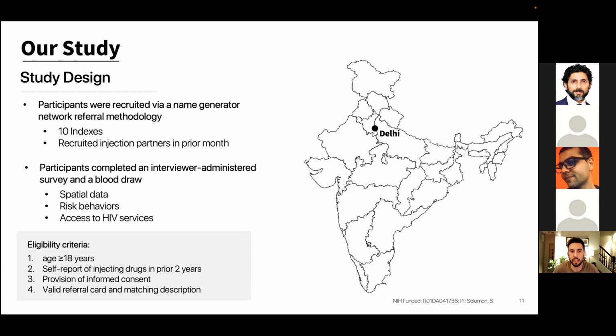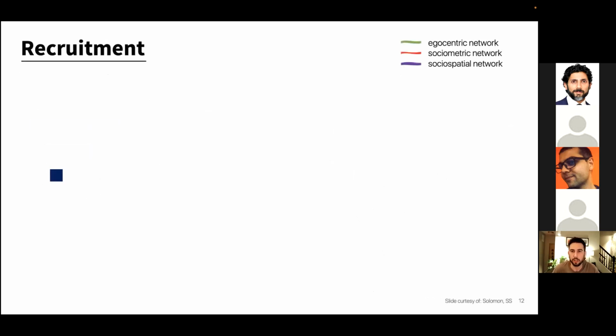And as part of the baseline study visit, participants completed a survey which captured information on sociodemographics, substance use, risk behaviors, and access to services, among others. And they underwent a blood draw for HIV and hepatitis C testing and sequencing. In addition to injection partner social network data, participants were also asked to identify locations where they had injected in the prior 6 months. And the data that were collected at baseline, including the networks and injection venues, were updated at biannual follow-up visits. So let me walk you through recruitment.